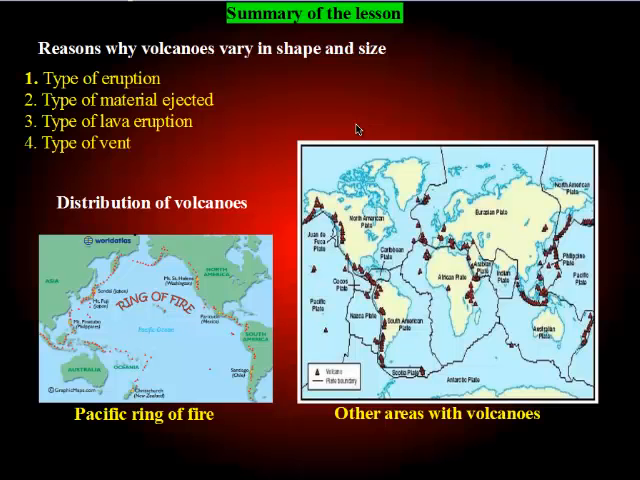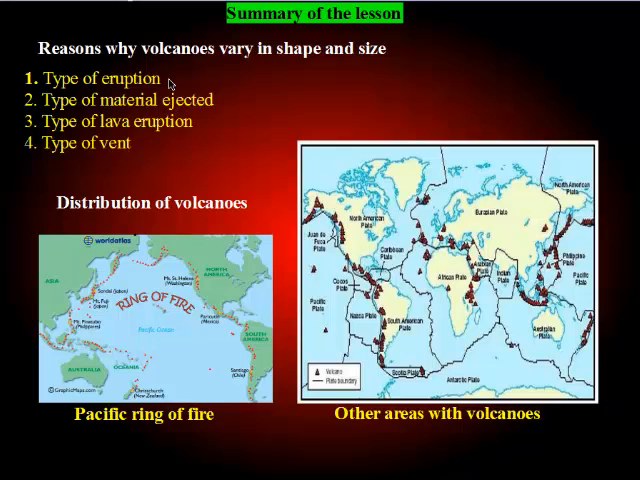Now the summary of the lesson. Today we talked about the reasons why volcanoes vary in shape and size. We talked about the type of eruption, where we said the eruption may be violent or it may be silent.